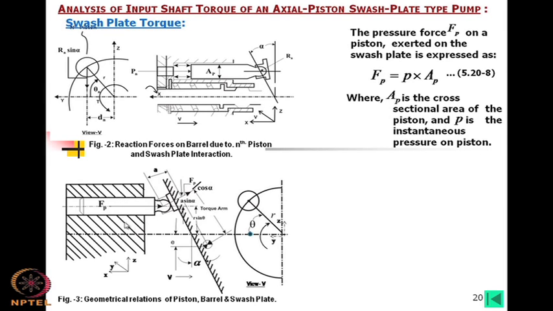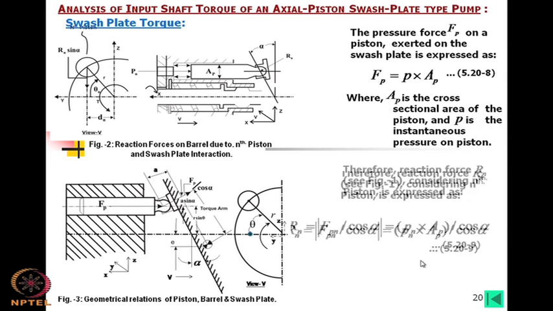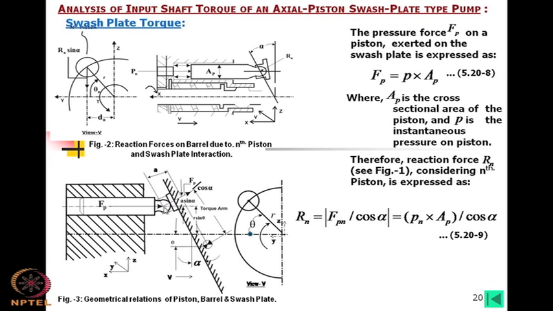AP is the cross sectional area of the piston. Now, what will be this force, the reaction force offered by this first plate? This will definitely be Fpn divided by cos alpha. Pn, the n is the nth piston. So, for the nth piston, this will be the force.